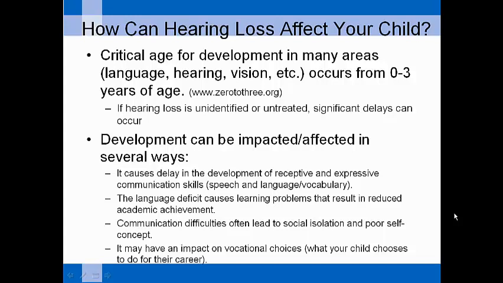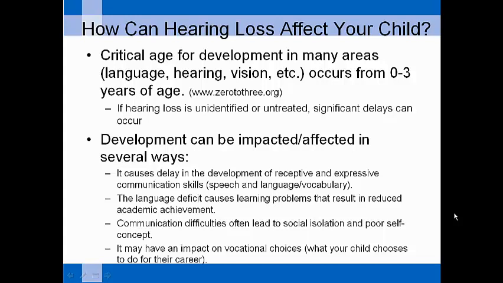These are just a few different ways that the development can be impacted. It causes a delay in what we just mentioned, the receptive and expressive communication skills. So understanding what's being said and also being able to speak, as far as saying their words and their sentences and communicating what their wants and needs are. The language deficit can cause learning problems that result in reduced academic achievement.